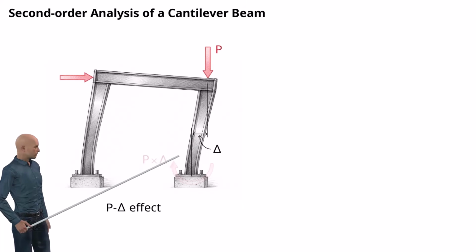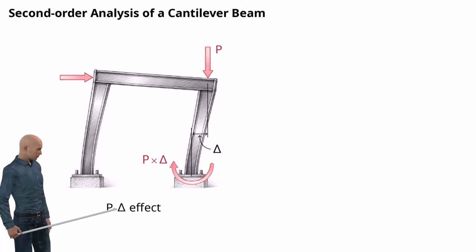This produced an additional moment. We call it the secondary moment. This is a structure-level second-order effect. It is commonly referred to as the large P-delta effect.